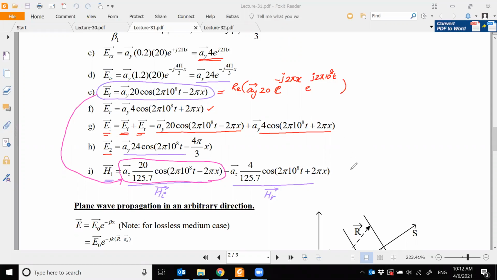Eta 1 is equal to EI0 over HI0. Okay, so the incident field amplitude of the electric field over the incident field amplitude of the magnetic field. Okay, so let's write it in this way. Yes, of course, you can write it in the magnitude, which is EI magnitude over HI magnitude. Okay, so this is the relationship. So you have to use that.